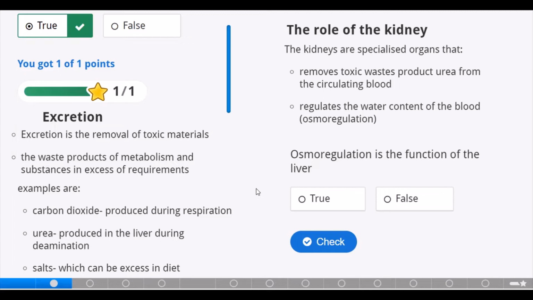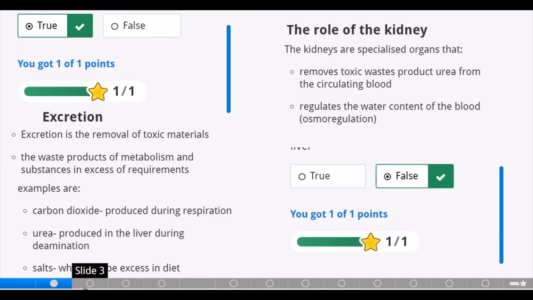The role of the kidney is to remove toxic waste products such as urea from circulating blood, and also to regulate the water content of the body. Is osmoregulation the function of the liver? False. It's the function of the kidney.